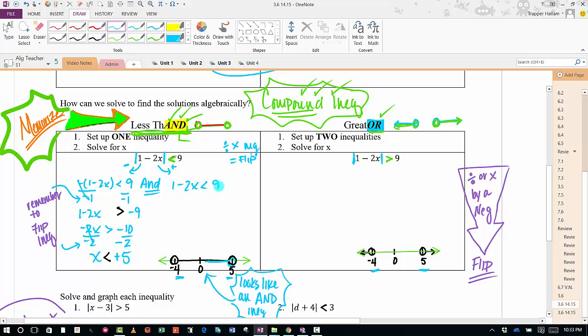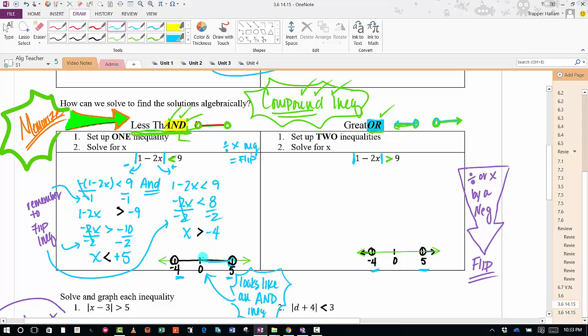Let's do the other side. Subtract 1 to the other side. So I get negative 2x is less than 8. And I'm going to divide by negative 2. Again, watch your flip. I got to flip again. So I'll do it in black so you can see it flip here. So there's the flip, and so these reduce to 1. X is greater than negative 4.